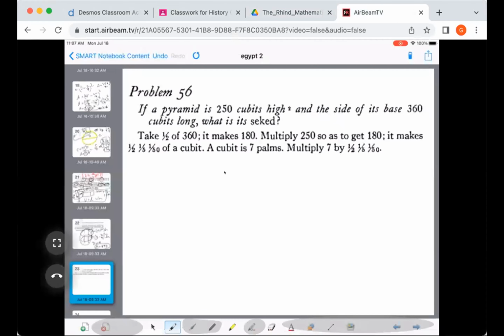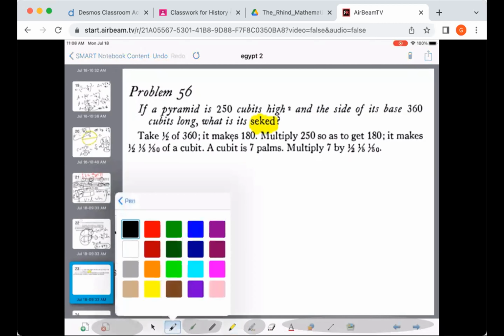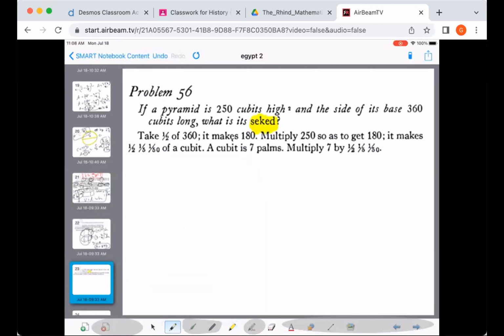Okay. Pyramid. Well, we're talking about Egypt, so not surprising. There are questions about pyramids. It says here a pyramid is 250 cubits high, and the side of its base is 360 cubits long, and it has a new word for us: what is its secant? Well, this is something new. If you find this document, you're like, I don't even know what secant means. So how am I going to do that? Well, they give some explanations.